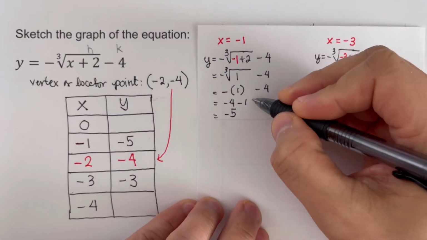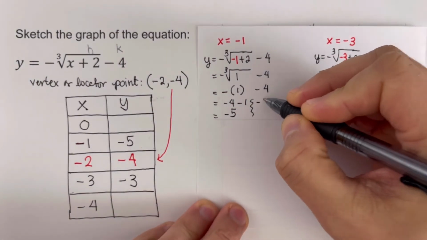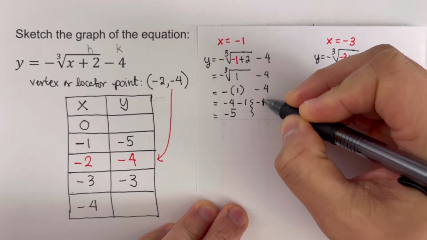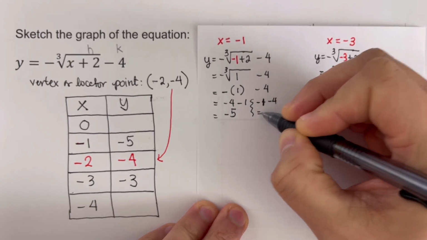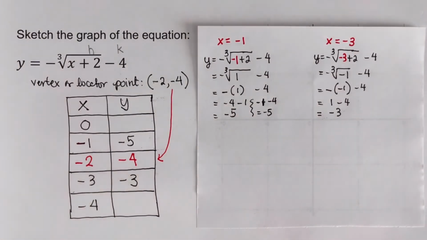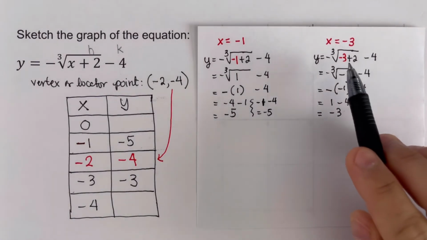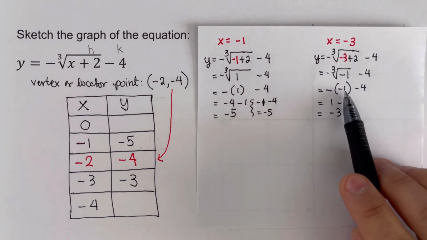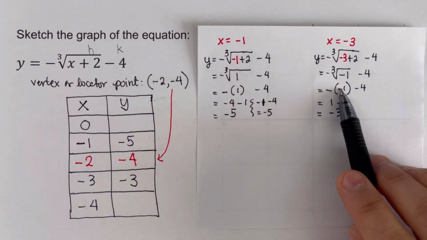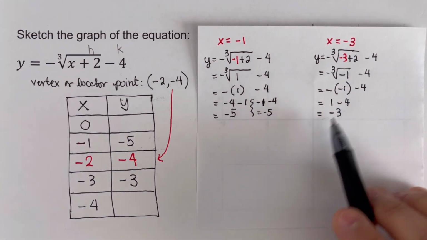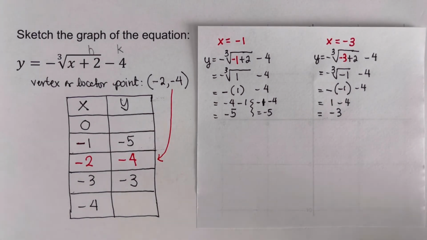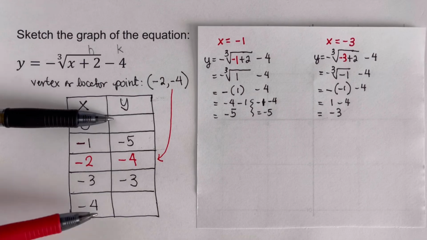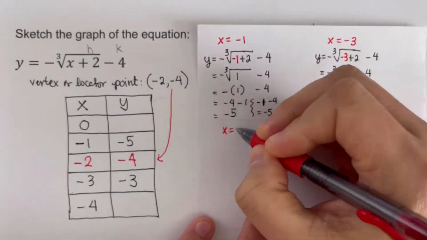Or we can actually rewrite it this way. That would be negative 1 minus 4. We still have a negative 5. So either of those would still be right. And then for this one right here, negative 3 plus 2 is negative 1. The cube root of negative 1 is negative 1. So negative over negative is a positive. Minus 4 is negative 3. I'm going to go ahead and show the work for x is 0 and x is negative 4 down here.